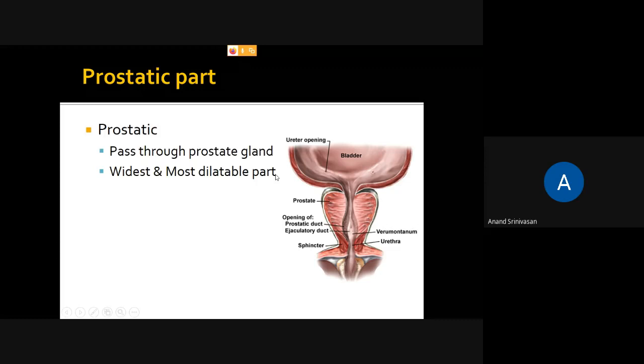Sometimes they will pass a tube through the urethra, which is called a cystoscope or sometimes a catheter. In case of any obstruction or after surgery where the patient will not be able to pass urine, they will be passing a catheter. So when you are passing the catheter, since it is the widest and most dilatable part of the urethra, it will be easy to pass through this portion. The catheter goes easily through the prostatic urethra.